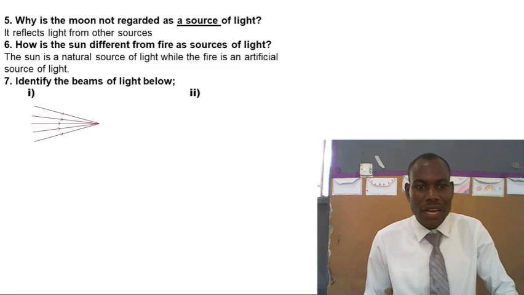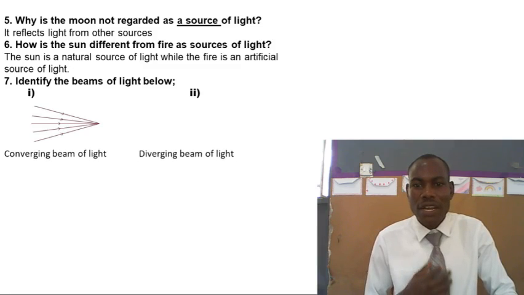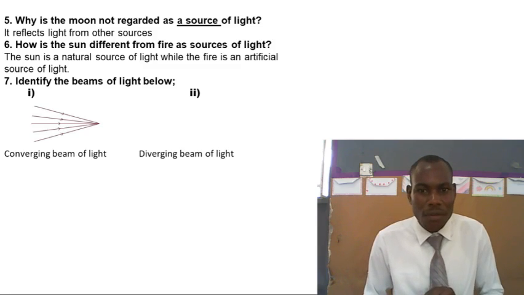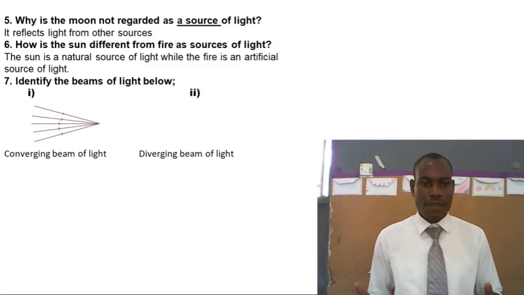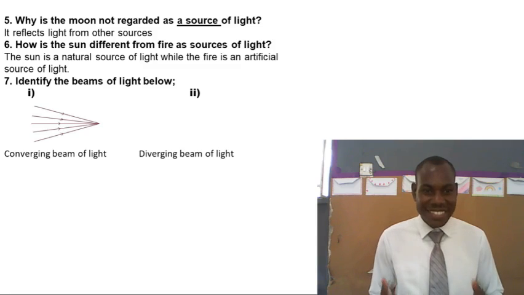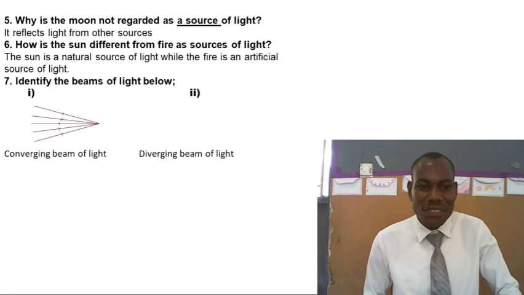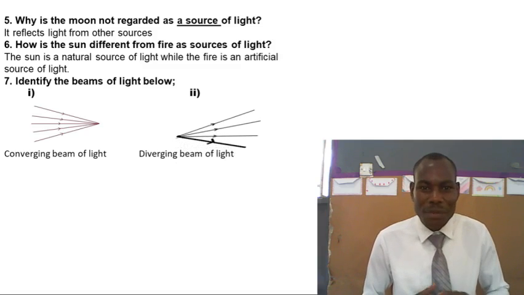Now, that kind of beam is called the converging beam of light. Converging. I want you to look at only Roman number 1. Don't look at the other side of Roman number 2. That is the converging beam of light. If we don't call it converging beam of light, we can call it convergent beam of light. Okay?